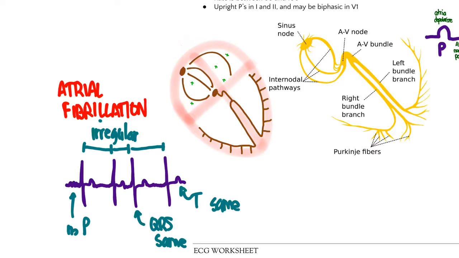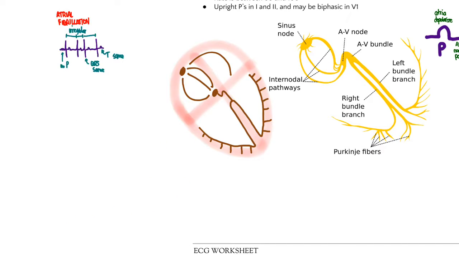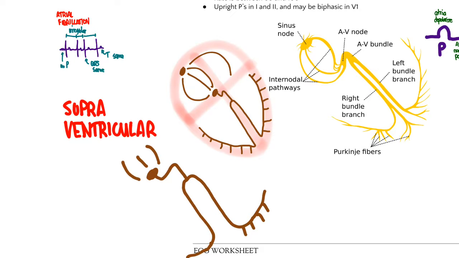the atrium. And so the characteristics that we see is that it's irregular. We see no P waves. And so this is one of the atrial rhythms that we could see. Now let's look at another rhythm that starts above the ventricles. So we're going to call that supraventricular. And sometimes what will happen is you can get a circuit.